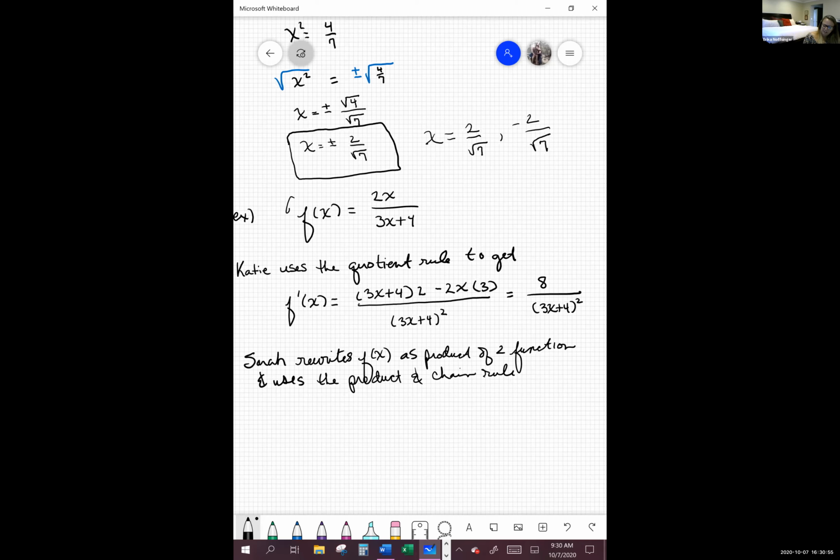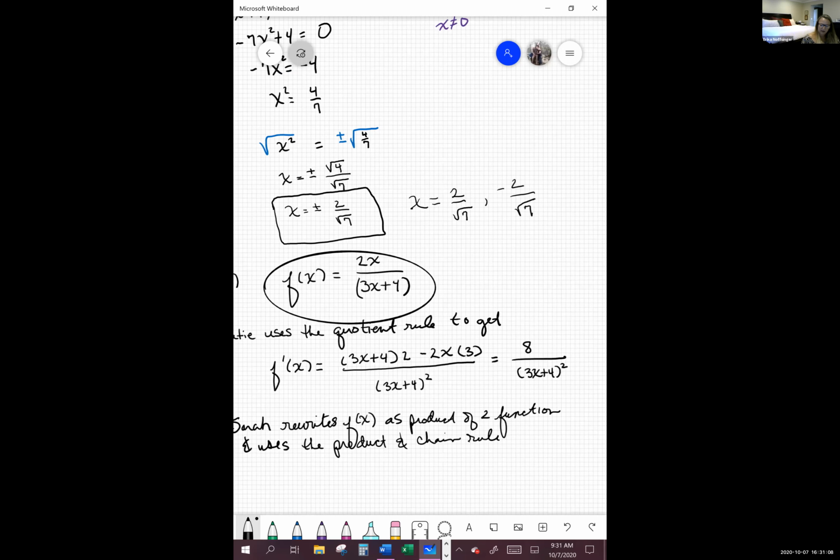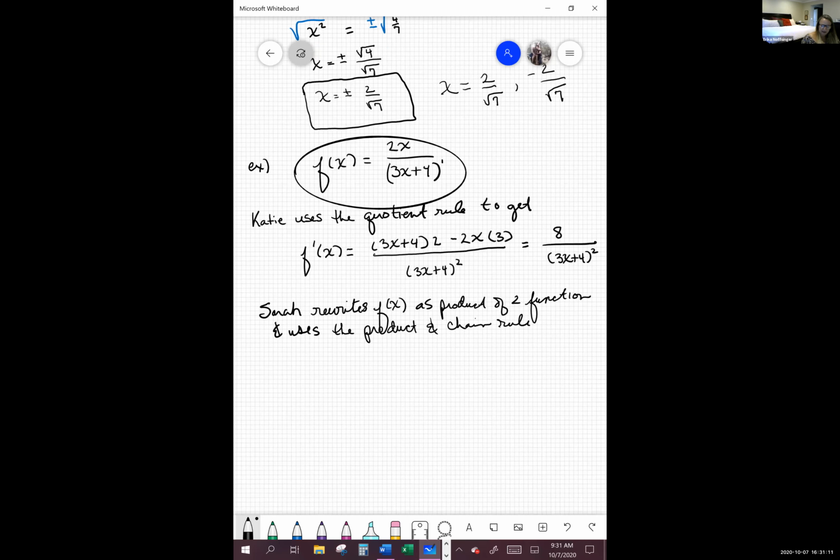Taking this function f of x, she says we can move our numerator up into the denominator by putting parentheses around it and rewriting it to the first power. Bringing it up to the numerator would make it to the -1 power. So f of x could be rewritten as 2x all times the denominator (3x plus 4) raised to the -1 exponent.